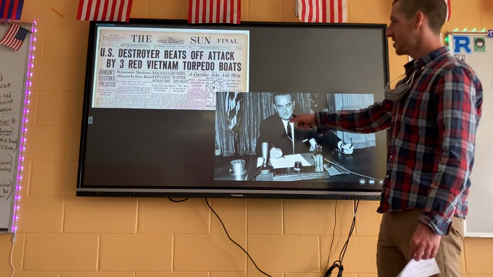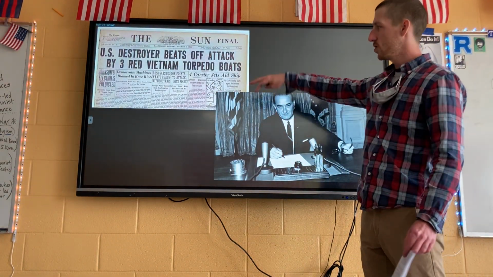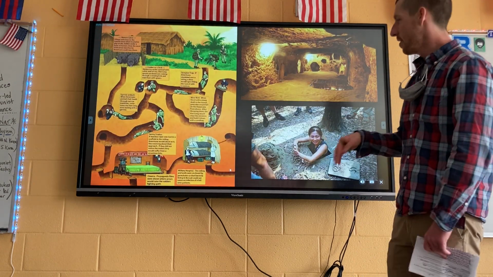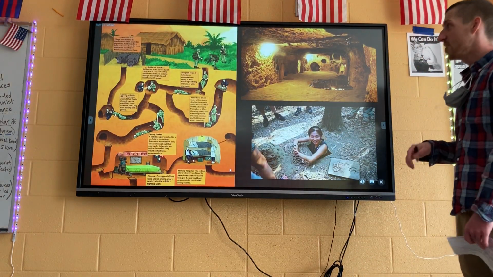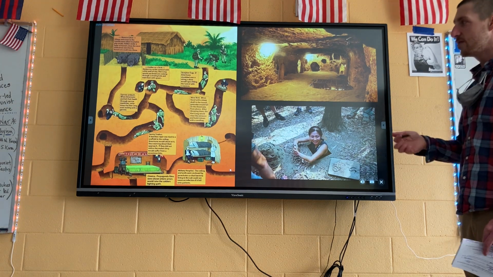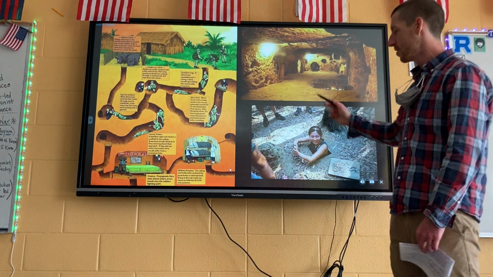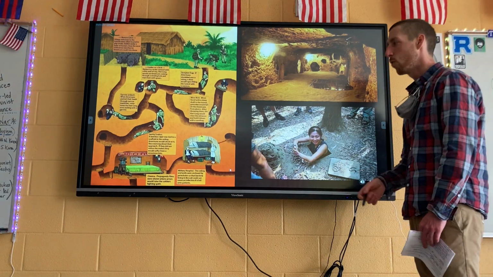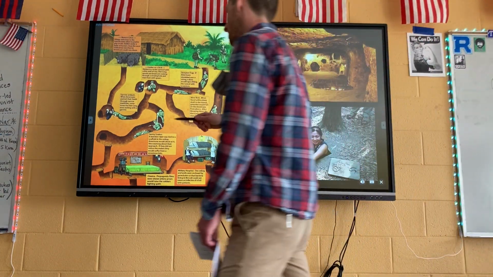So here again is Johnson, and he's signing the Gulf of Tonkin Resolution, which says that America can use military force in Vietnam. All right, now, here's why America struggled against the North Vietnamese and the Viet Cong. It's because they built these elaborate tunnel systems, and if you ever watch the movie Platoon, it's about the Vietnam War, they do a pretty good job of showing these tunnel systems.